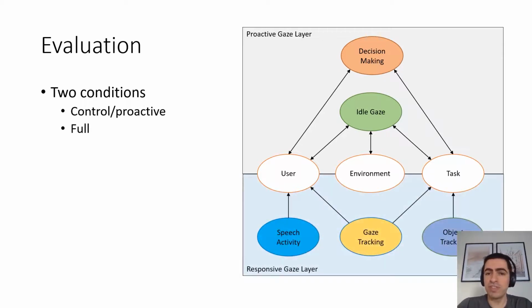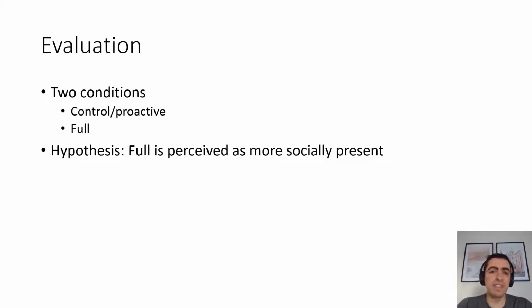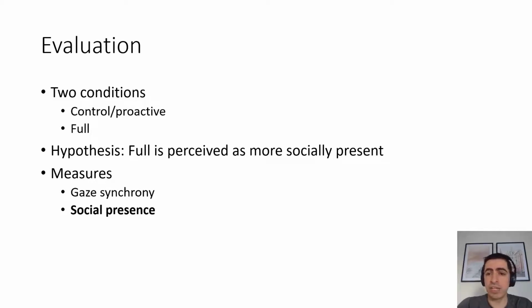The full condition is as the name says and uses the full model that we just described with both proactive and responsive layers. Our hypothesis is that adding this extra responsive layer will result in the robot being perceived as more socially present. By looking at our objective data and matching the gaze patterns of the users and the robot, we look into measures of gaze synchrony, and we also look into the subjective measure of social presence.